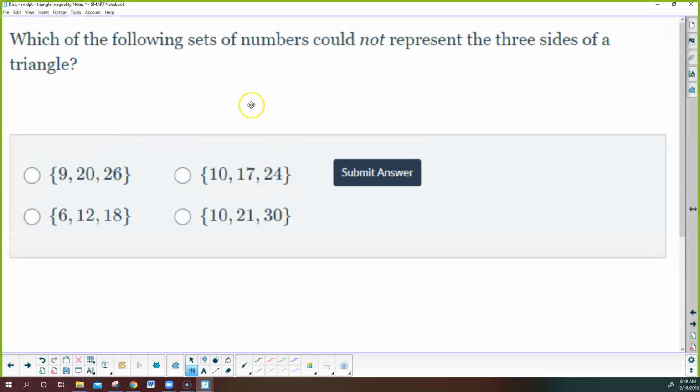I'd like to do the same thing now with this question. Which of the following sets could not represent three sides of a triangle? And we'll do a poll again. I think I can relaunch the same poll. Yes. And let's call this A, B, C, D.